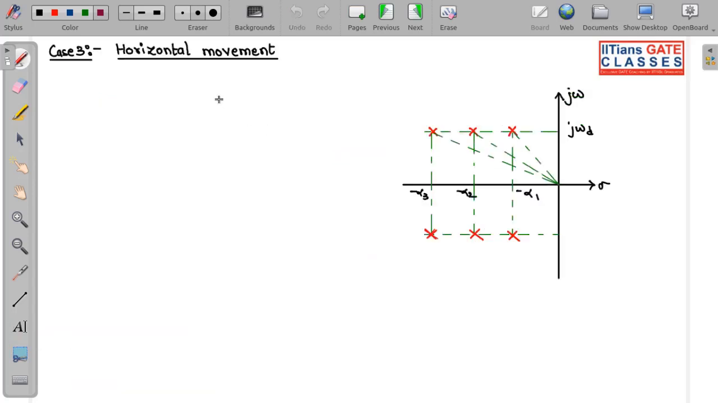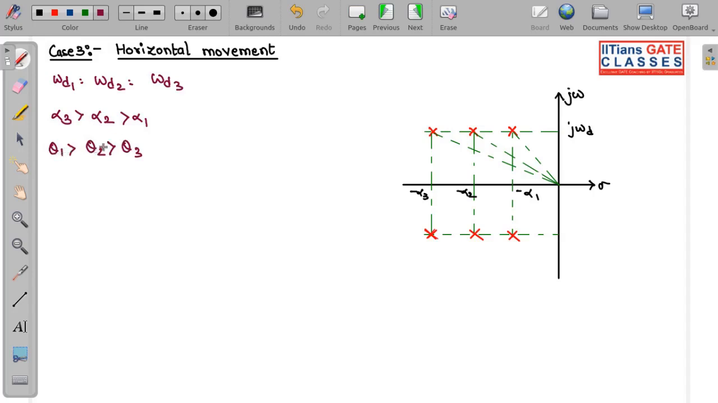Now the last case we have over here is the horizontal movement. Here you can see this will be theta 1, theta 2, theta 3. The concept over here is that omega d is now the same, omega d1 is equal to omega d2 is equal to omega d3. And talking about alpha, alpha 3 greater than alpha 2 greater than alpha 1, and theta 1 is also greater than theta 2 is also greater than theta 3. So we have all this.